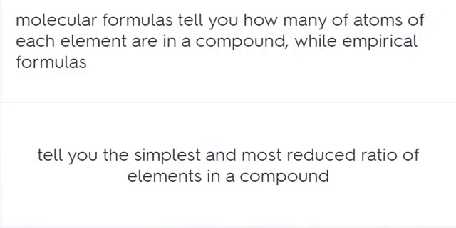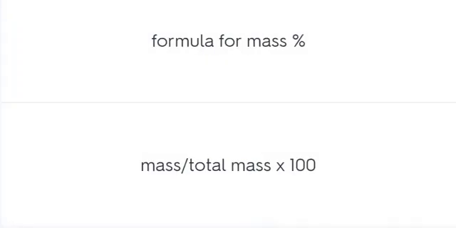Molecular formulas tell you how many atoms of each element are in a compound, while empirical formulas tell you the simplest and most reduced ratio of elements in a compound. Formula for mass percent: mass divided by total mass x 100.